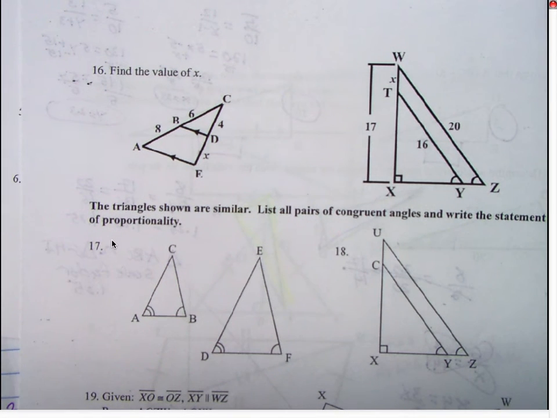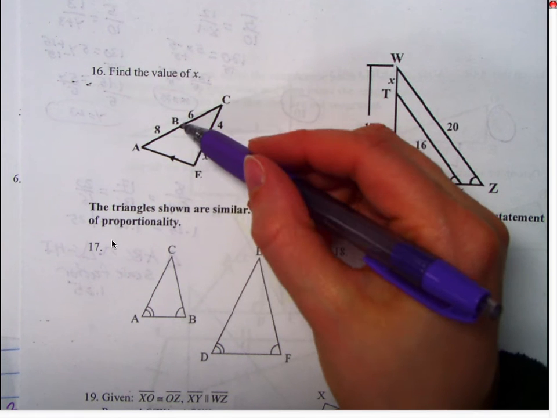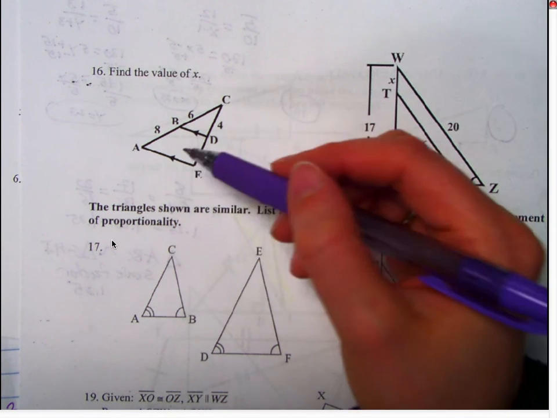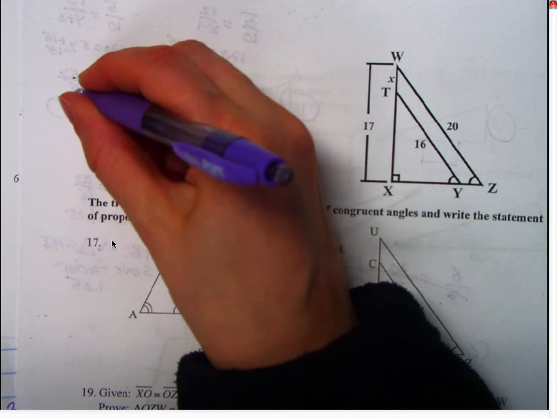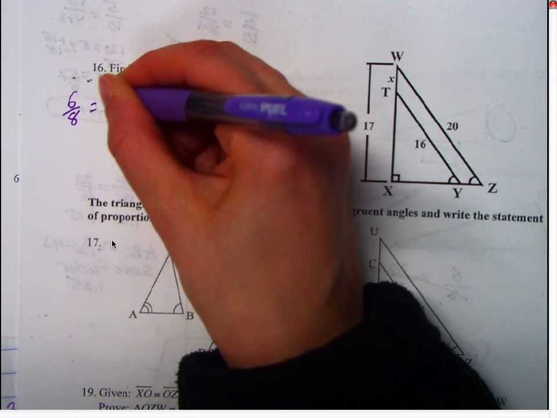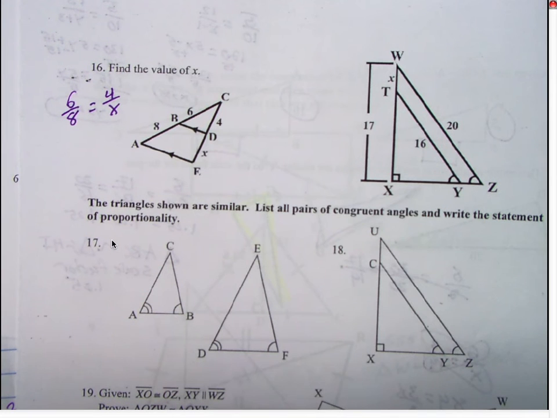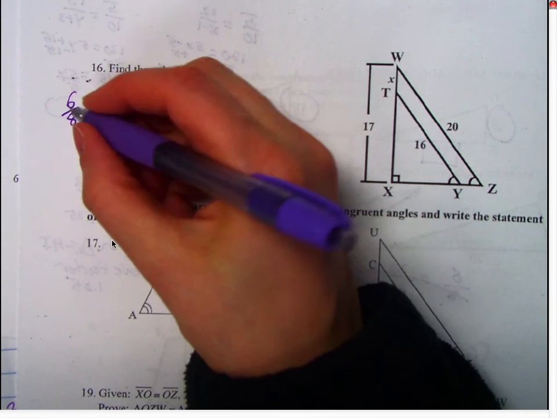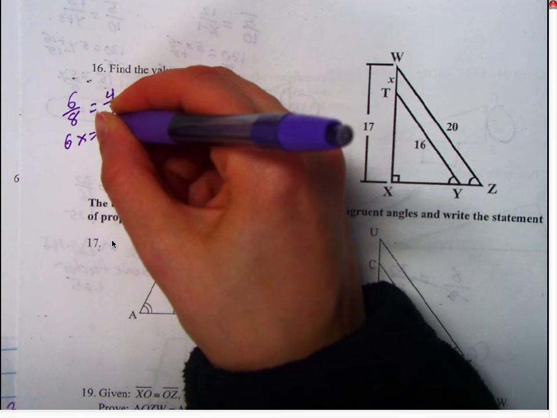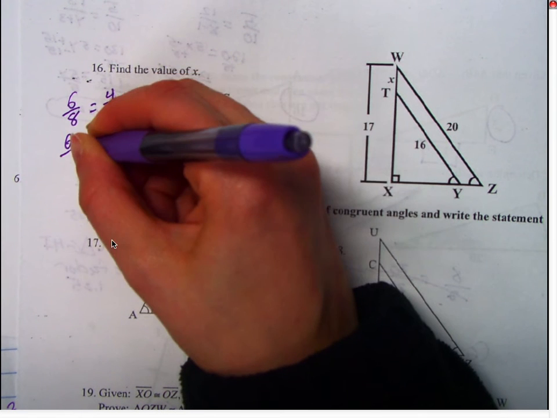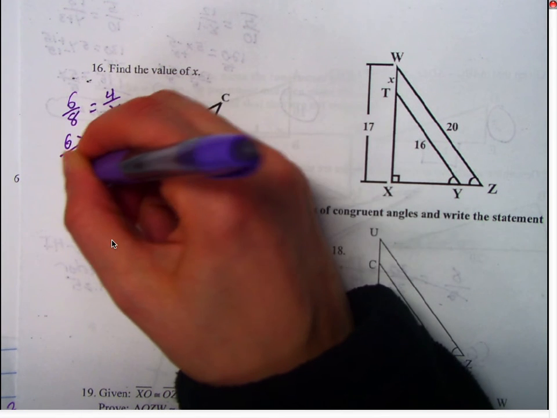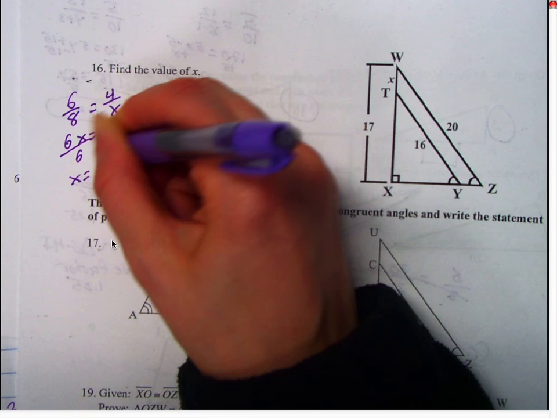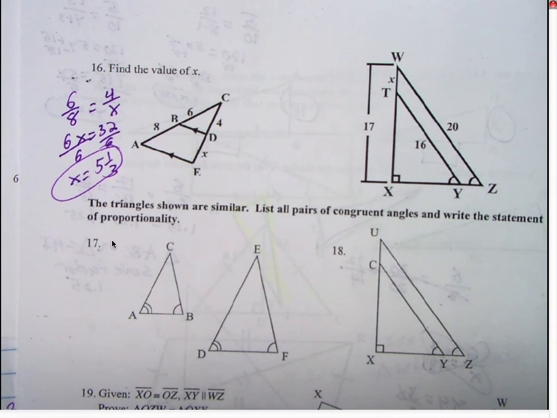Okay, let's look at 16. The first part of 16 tells me that BD and AE are parallel to each other, which means 6 over 8 has to equal 4 over x. Then we just cross multiply. We get 6x equals 32. We divide both sides by 6, and we get x equals 5 1/3. And that's it. The whole problem.